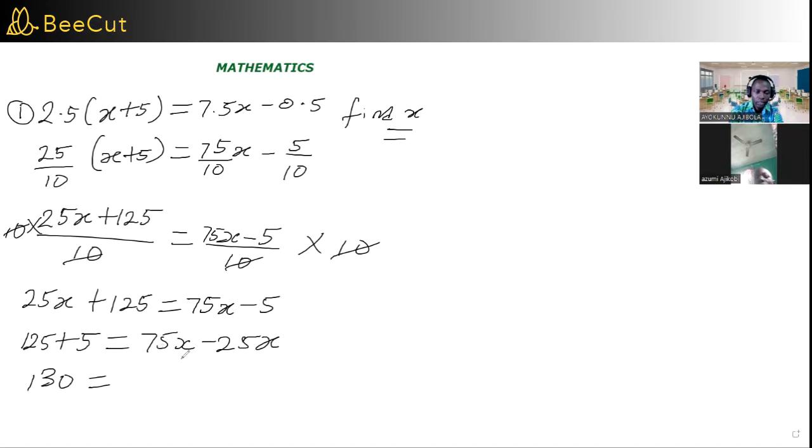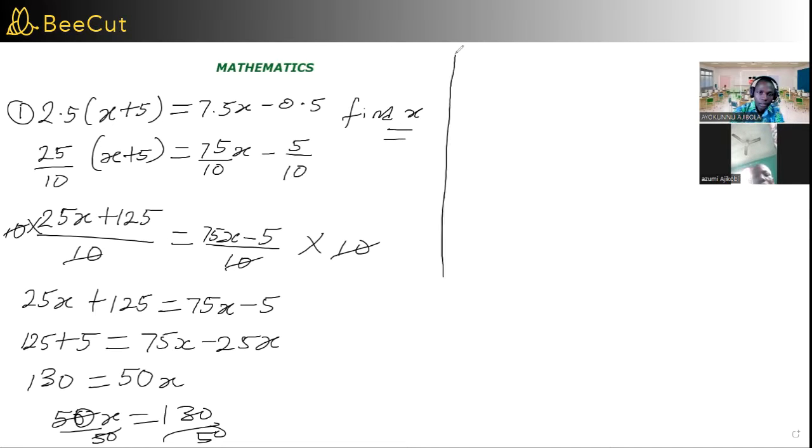Then what is 75x minus 25x? 50x. So since this is 50x, I just straight away divide both sides by 50. I have 50x equal to 130. So I say this side over 50, the other side over 50. I'm going to cut all through. Then I have x equal to something. So 0 cancels 0 here. Then I have 13 over 5. Is that not so? Yes, sir.